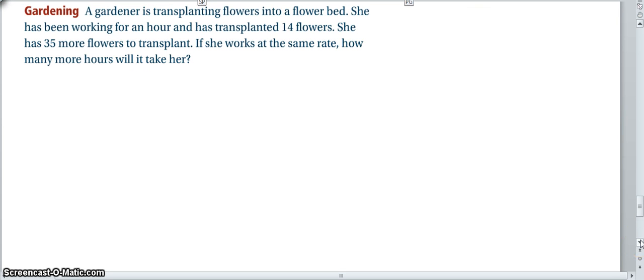So now when we approach this problem, we now have 2 different units, and now it's flowers and time. So she has been working for an hour, and we're going to have an unknown time. How many more hours? And then we know that in 1 hour she transplanted 14. She still has 35 more. So go ahead and try to set up a proportion for that.